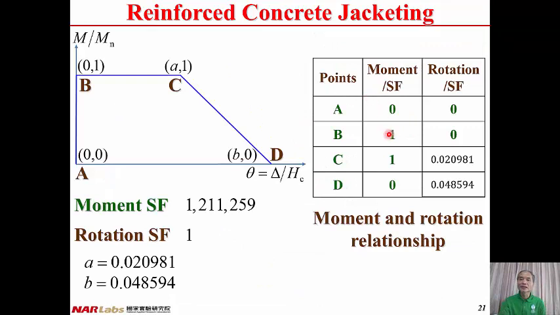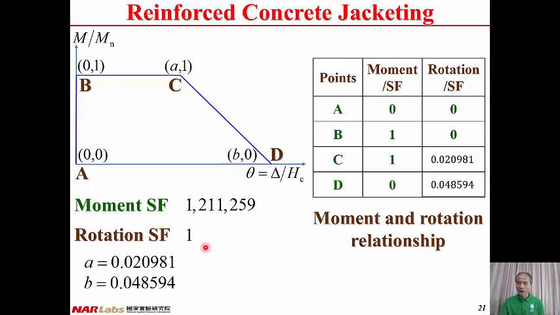And here are the nonlinear hinge parameters for the original column, the moment nonlinear hinge. A 0, 0, B 0, 1, and C 0.02 something, 1, and D 0.04 something, 0. And the moment scale factor is the moment strength of the column, 12 point something ton-force meter. And the rotation scale factor equal to 1.